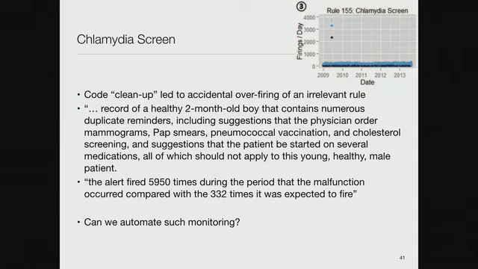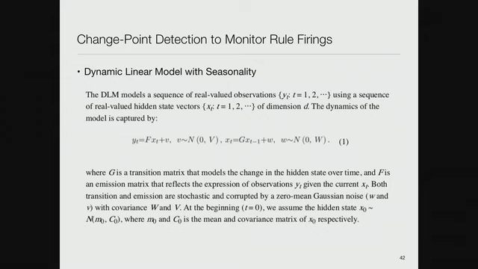Chlamydia screen, this was human error, and so they found this very quickly because they had a 2-month-old boy who had numerous duplicate reminders, including suggestions for mammograms, pap smears, pneumococcal vaccination, and cholesterol screening, and a suggestion to start the patient on various meds. So this was just a human error in revising the rule, and that one they found pretty quickly. So, I mean, that's amusing.